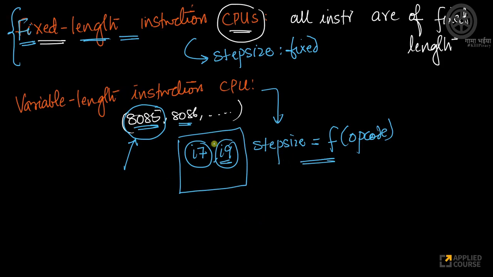The core concepts stay the same, right? If you ever become an IoT engineer, most likely you will not use an 8085 or 8086, but the concept you learn here will stay with you, right? So that's why it's very important to learn some of the older concepts also, like these fixed length instruction CPUs, which are not popular anymore, right?